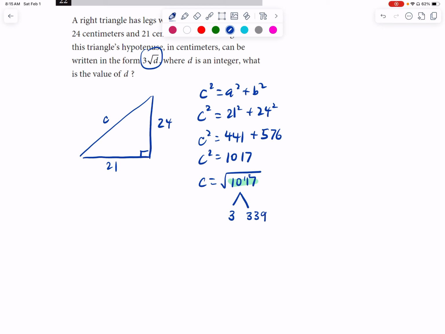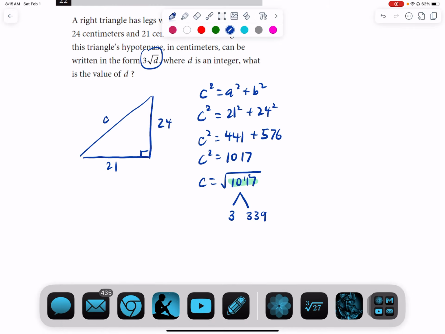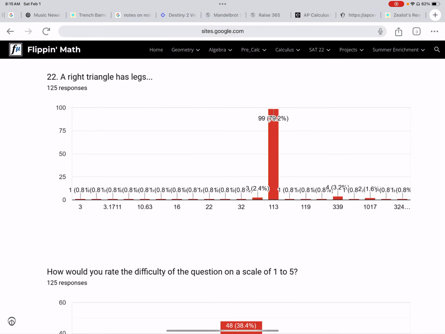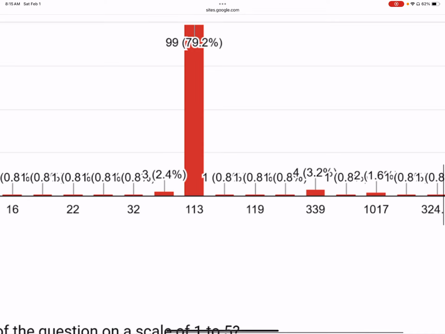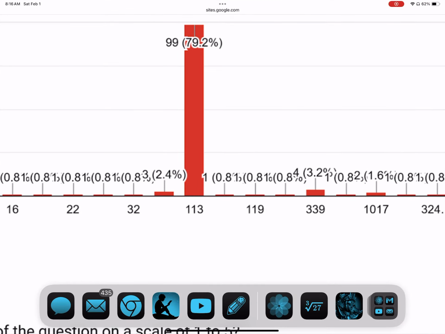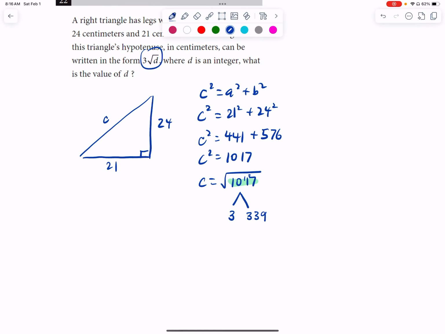3, 3, 9. I wonder if anybody answered that answer choice. Here, let's take a look. 339. Oh, sure did. Actually, a few more people chose 339 than 1017. However, I can't do anything with either one of these numbers because neither one of them is a perfect square. Also, I need a pair of one of these numbers for one of them to come out of that square root. Okay, so I'm going to keep going.